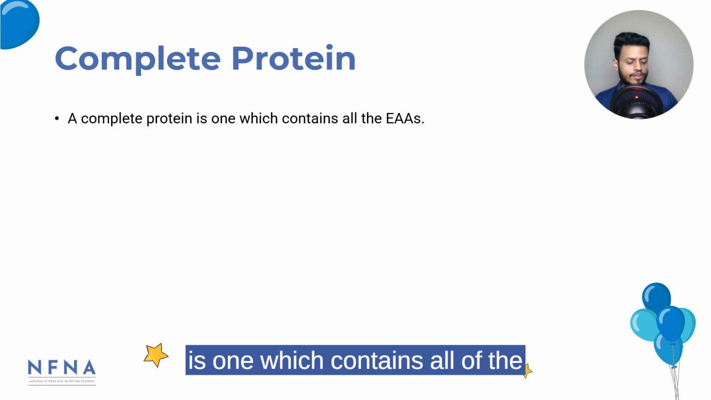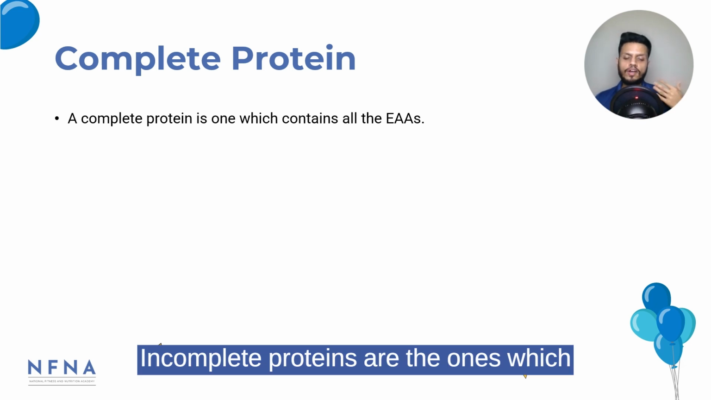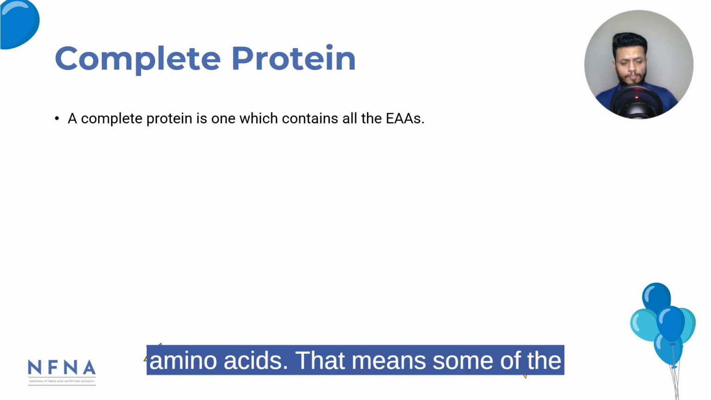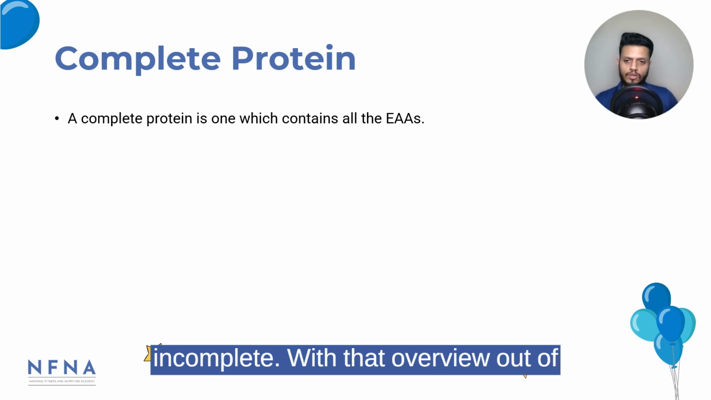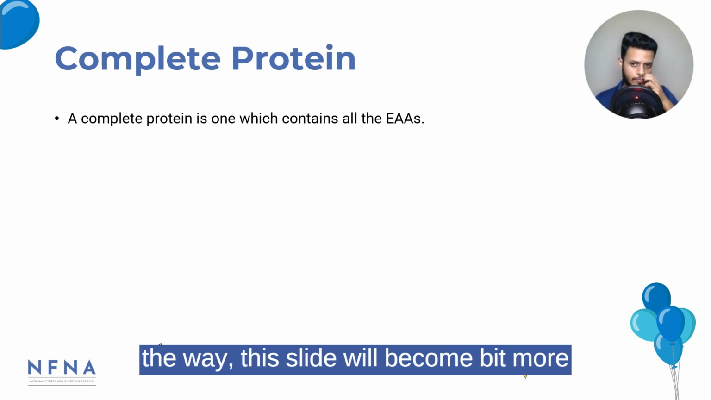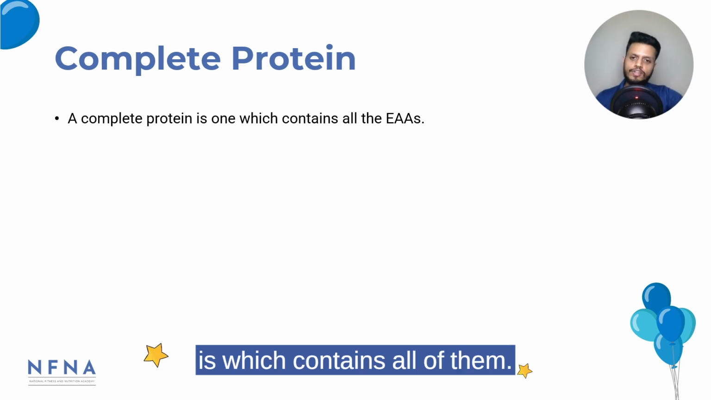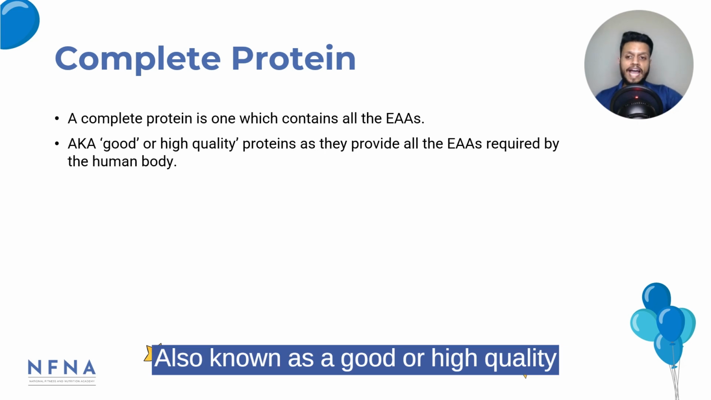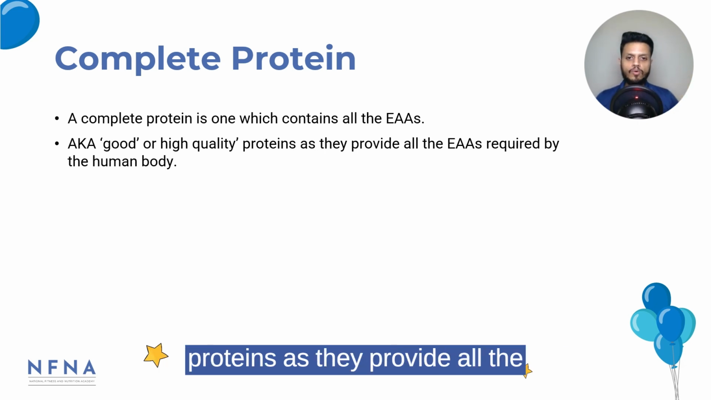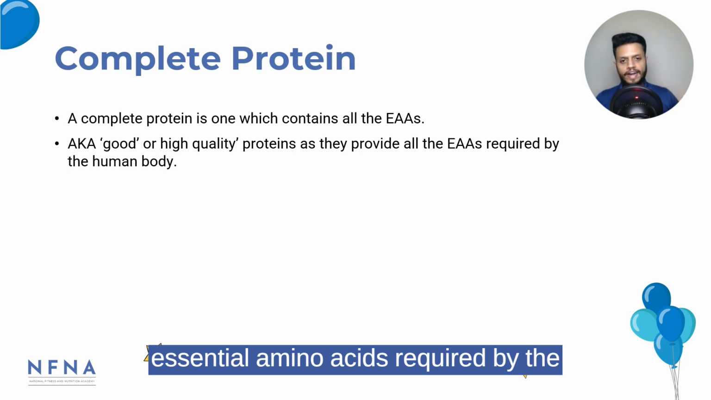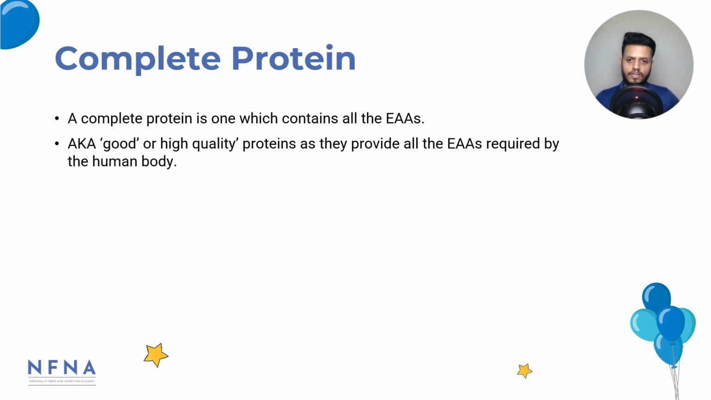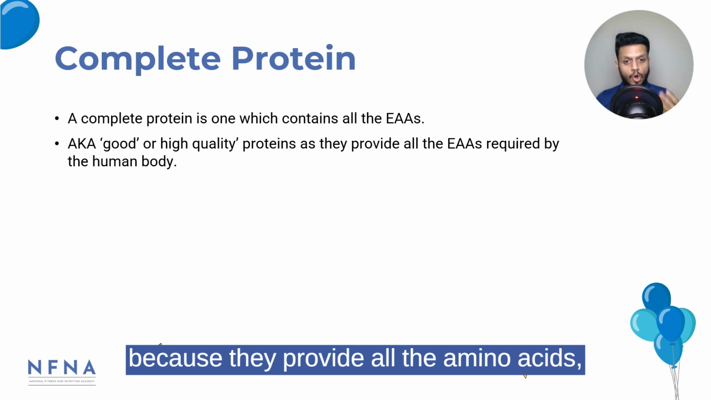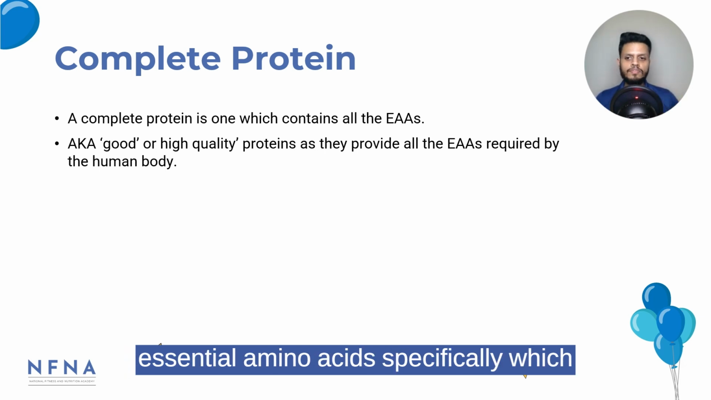Complete protein is one which contains all of the essential amino acids, whereas incomplete proteins are the ones which contain only a few of the essential amino acids. That means some of the essential amino acids are missing. That is what we call complete or incomplete. With that overview out of the way, this slide will become a bit easier for you to understand. So complete is which contains all of them. Also known as good or high quality proteins, as they provide all the essential amino acids required by the human body. So complete proteins are known as good or high quality because they provide all the essential amino acids which the human body requires.